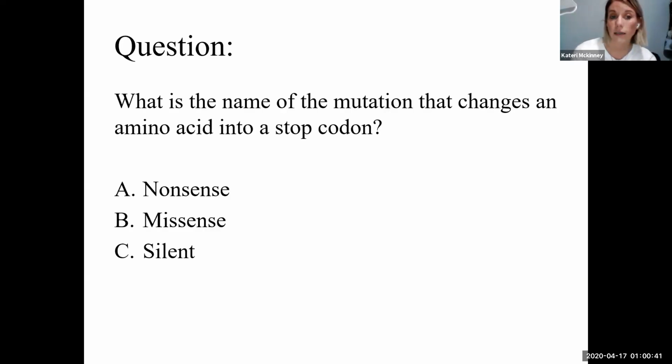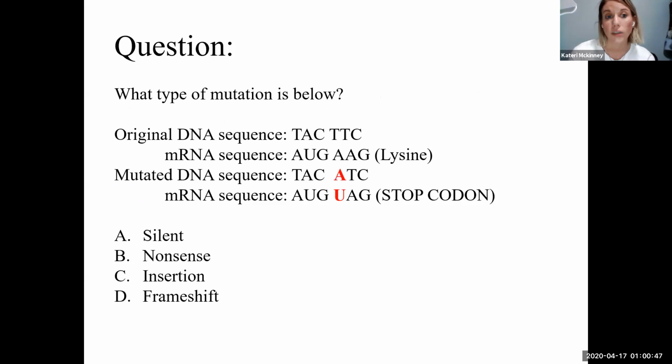So what is the name of a mutation that changes an amino acid into a stop codon? This would be a nonsense mutation. What type of mutation is below? And you can see that I switched one out and it was a stop codon. This would be a nonsense mutation.